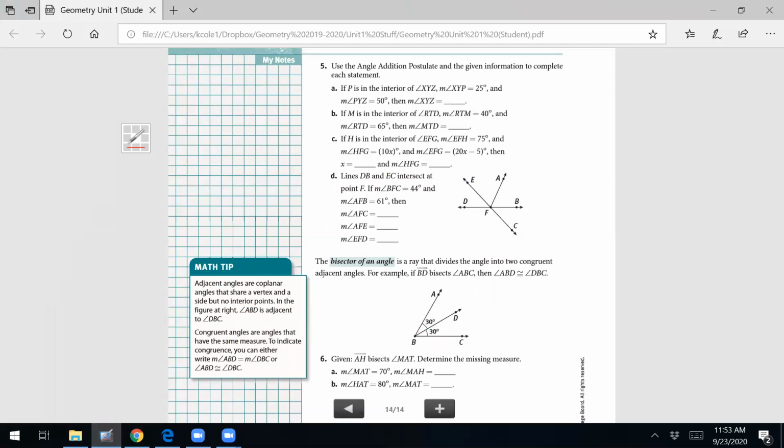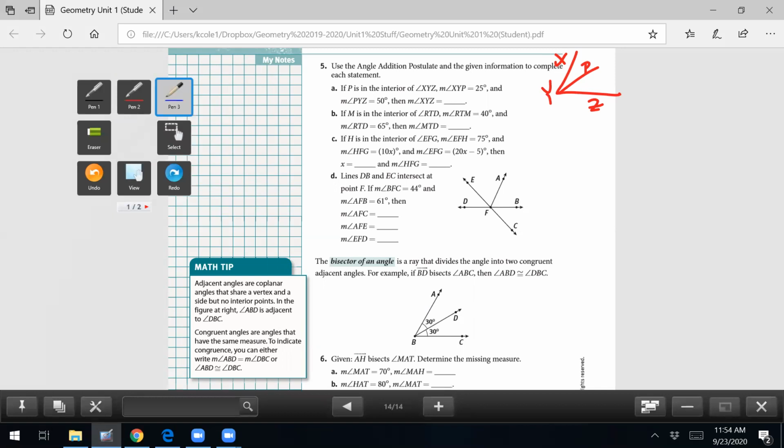All right, so number 5. Number 5 says use the angle addition postulate and the given information to complete each statement. So just like I was drawing each of the segments out, I also think it helps to draw each of the angles out so that you can see them. It says that P is the interior of angle XYZ. Now you don't have to have anything fancy. I can even be super lazy and not even put the dots or the arrows, but just having that little bit helps you see it a little bit clearer.